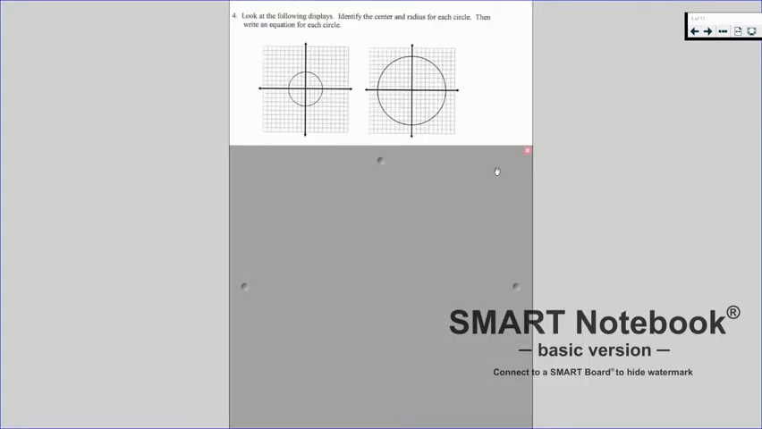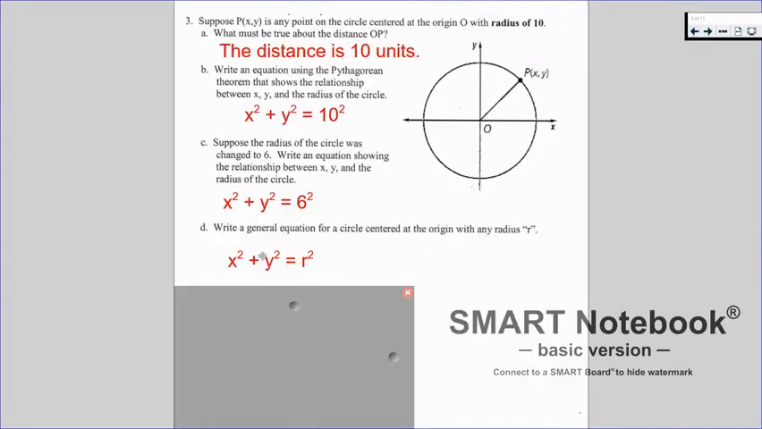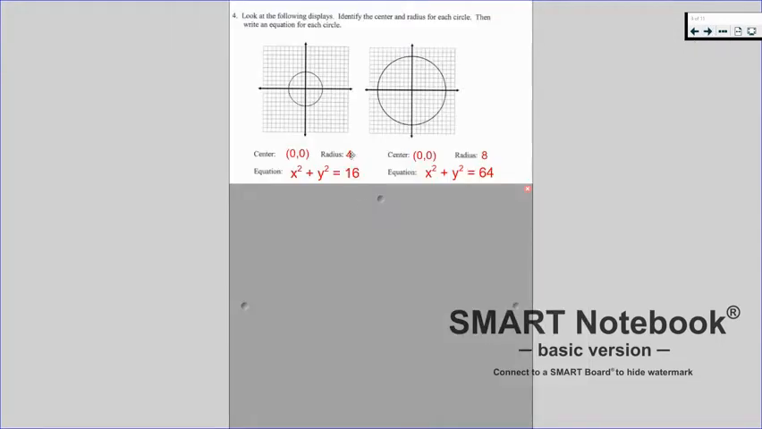The following displays identify the center and radius for each of the circles. So here these are both centered at the origin. Radius on this one as I count over is going to be 4. Radius on this one as I count is going to be 8. So from our little general equation, x squared plus y squared equals r squared, I can just put in the 4 squared, I get 16, put in the 8 squared, and I get 64.